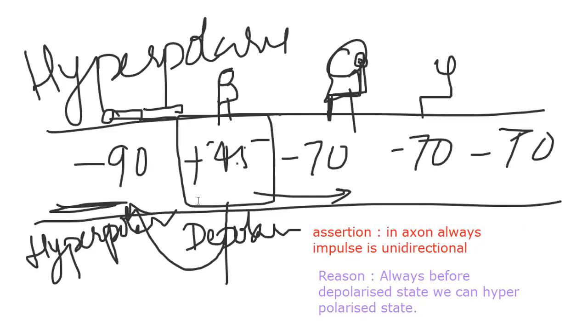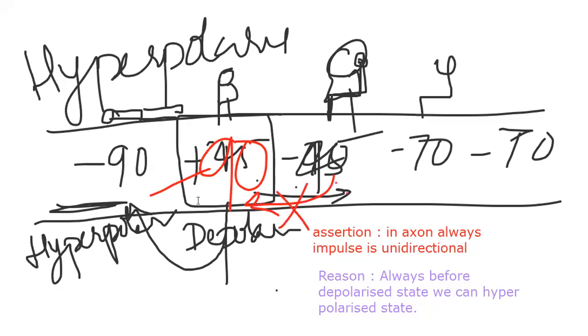For example, this plus 45 reached here. Here it became plus 45. So what happens when that area becomes plus 45? This area now will come to minus 90. So it facilitates the impulse not to move backward, only to move forward. Then after it will come to normal position. That only I showed you in this form.